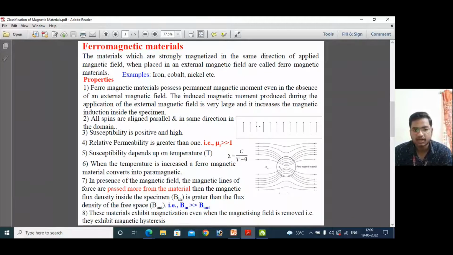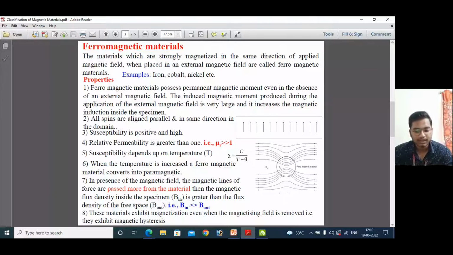Susceptibility depends upon temperature and it is given by the equation xi is equal to C by T minus theta. When the temperature is increased, a ferromagnetic material converts into paramagnetic material. This is a property of ferromagnetic material. When ferromagnetic material is heated up to a certain temperature, those materials are converted into paramagnetic materials.